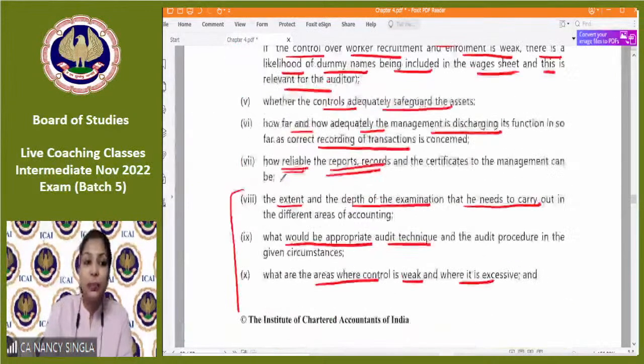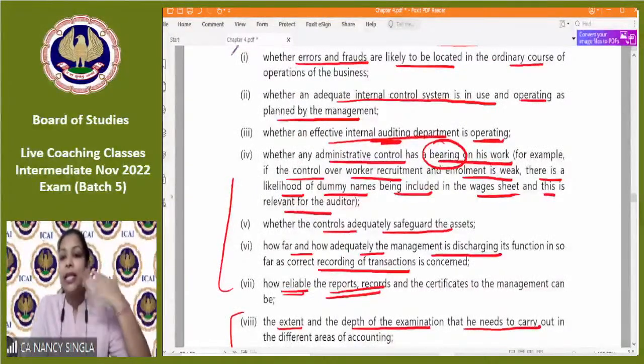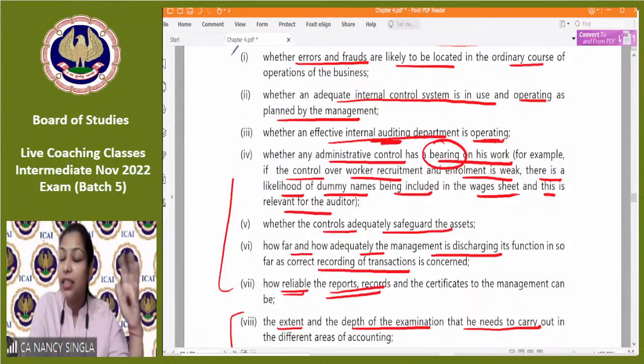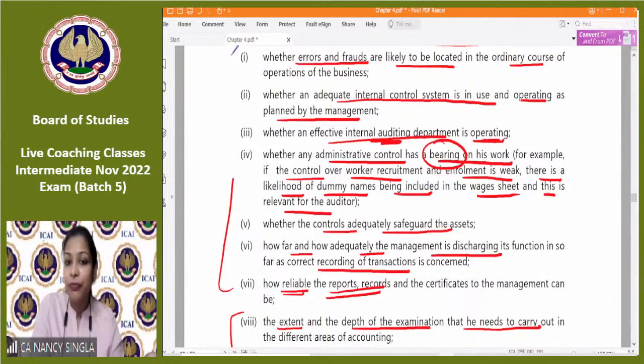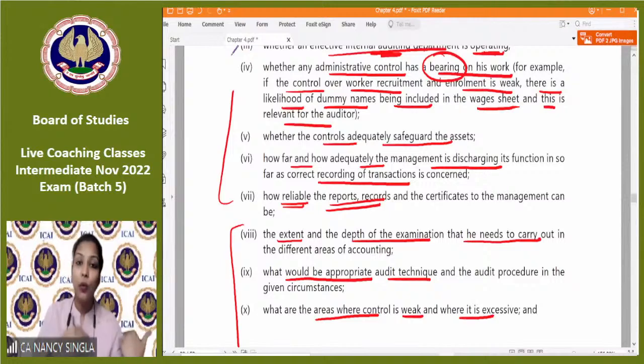So I can say that with respect to all these 7 points, अभी तक क्या था कि management में जो internal control company में लगा हुआ है, whether that is able to locate the error and fraud, whether it is effective or not, internal auditing department operating है कि नहीं, administrative control का कोई impact है, whether the internal control is able to safeguard the asset, management जो भी recording of transaction कर रहा है, whether it is reliable, reports records reliable हैं, and from the 8th onwards what has been discussed is, based on that, what the auditor has to do. In-depth examination चाहिए क्या? What audit technique will be required? What are the areas where controls are weak?